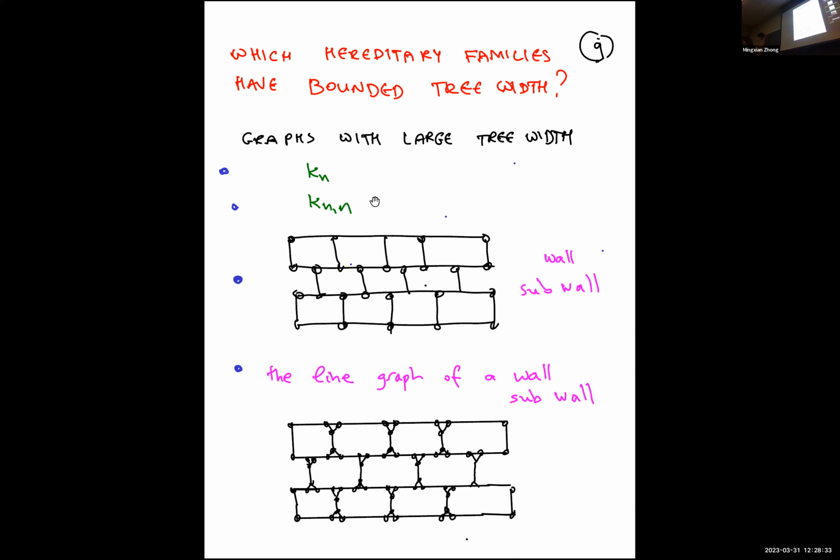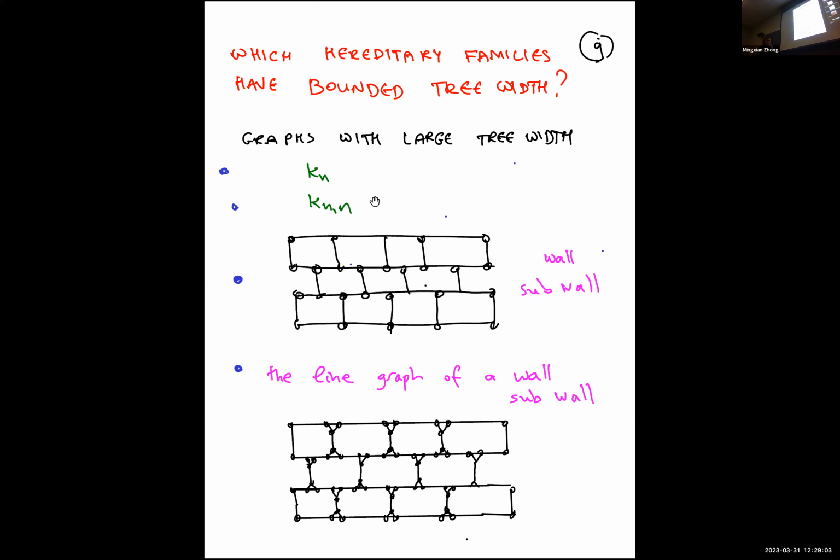Now I should say that there are many containment relations on graphs, and if you ask for other containment relations, this question has been answered and is well understood. For example, if the containment you're asking for is minors, or even subgraphs, then there's a complete list, a single graph, that tells you if you forbid it, the treewidth is bounded, and if you don't forbid it, it's not. But for induced subgraphs, it's hard.